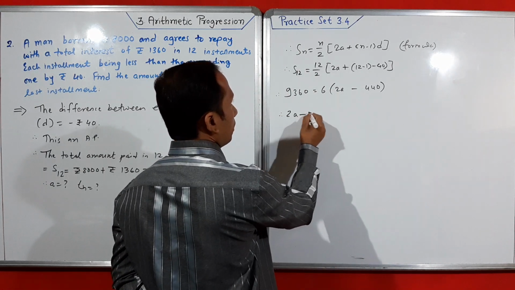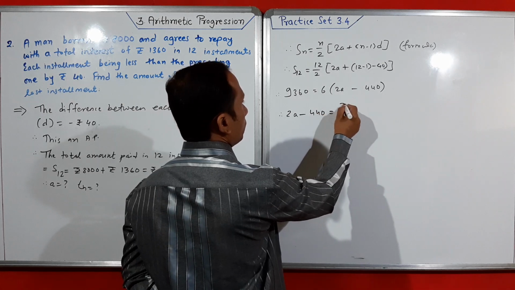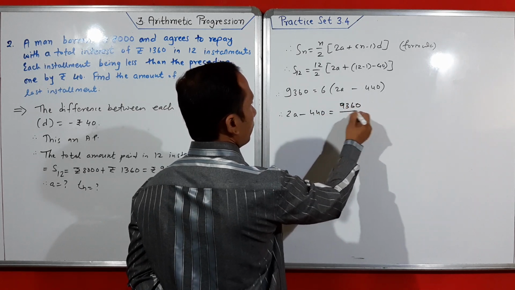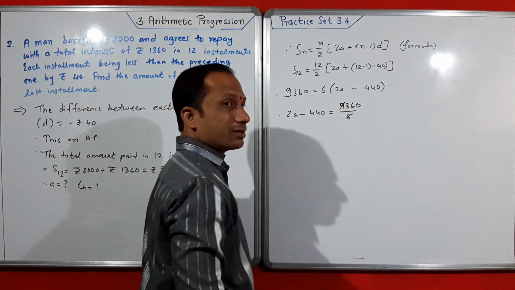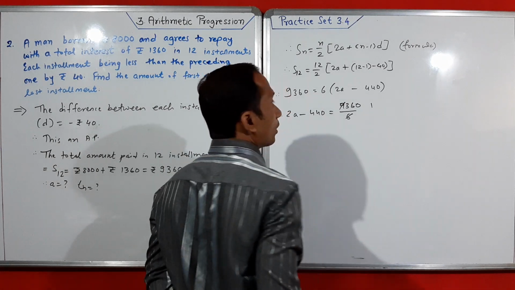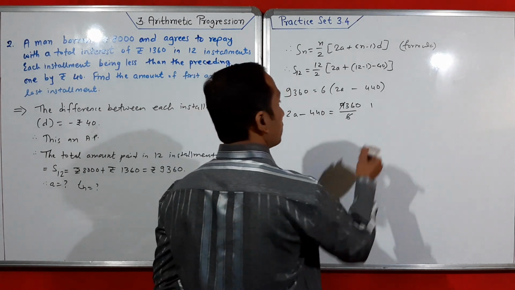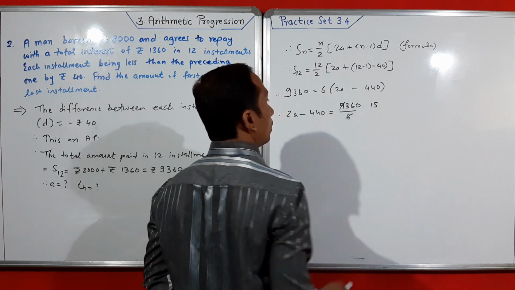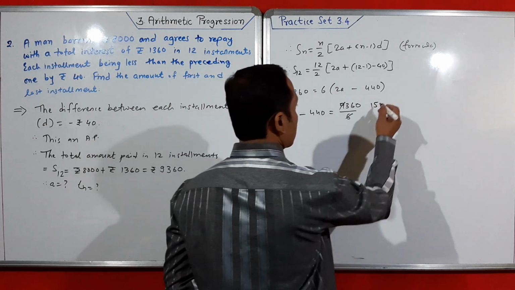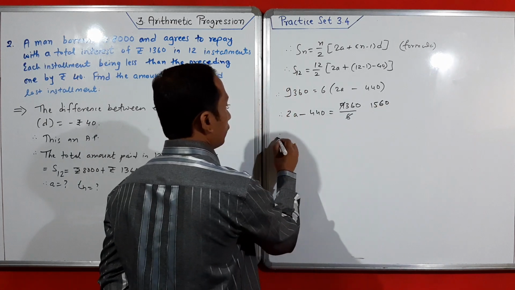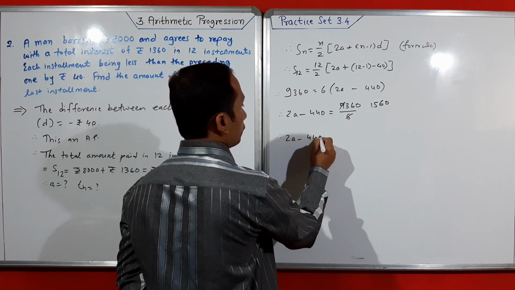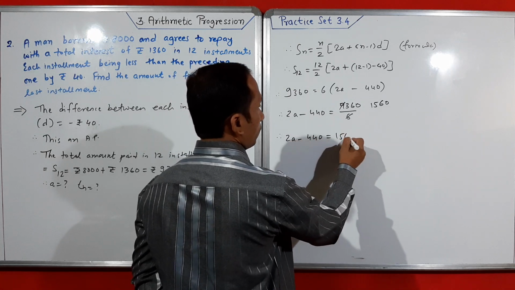Now this 6 is multiplied, so it will come to divide. Therefore 2A minus 440 is equal to 9360 divided by 6. 6 ones are 6, I'll get 1. Now 3 is remaining, 6 5s are 30. Again 3 is remaining, 6 6s are 36. So I'll get this. Therefore 2A minus 440 is equal to 1560.